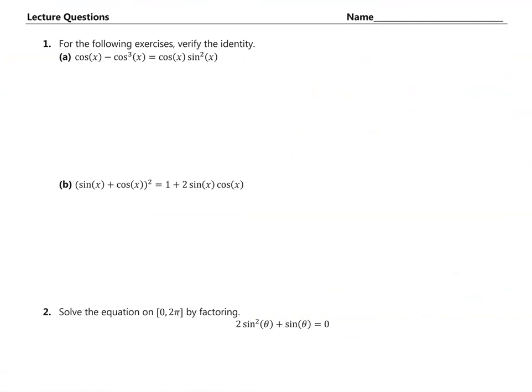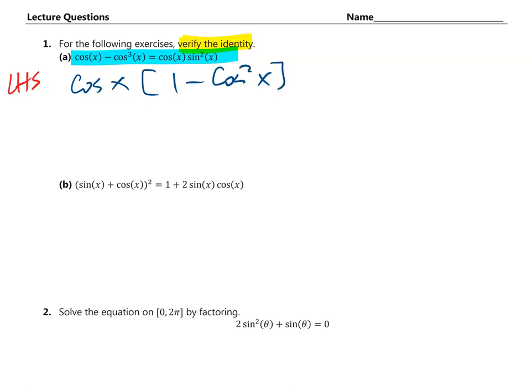Next, let's work on some review lecture questions. Number 1. For the following exercises, verify the identity. Please take a look at the list of identities that you learned in this section and verify these identities. Letter A: cosine x minus cosine cubed x is equal to cosine x times sine squared x. Let's work on the left hand side and show that it is equal to the right hand side. Cosine x minus cosine cubed x, I can factor out cosine of x. And we know that 1 minus cosine squared x, from the Pythagorean identity, is the same as sine squared x. And look at that, that is already the same as the right hand side.